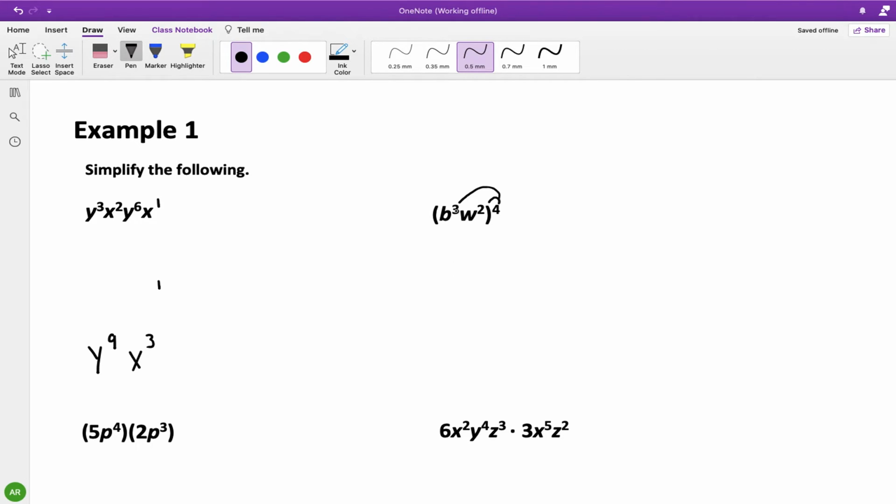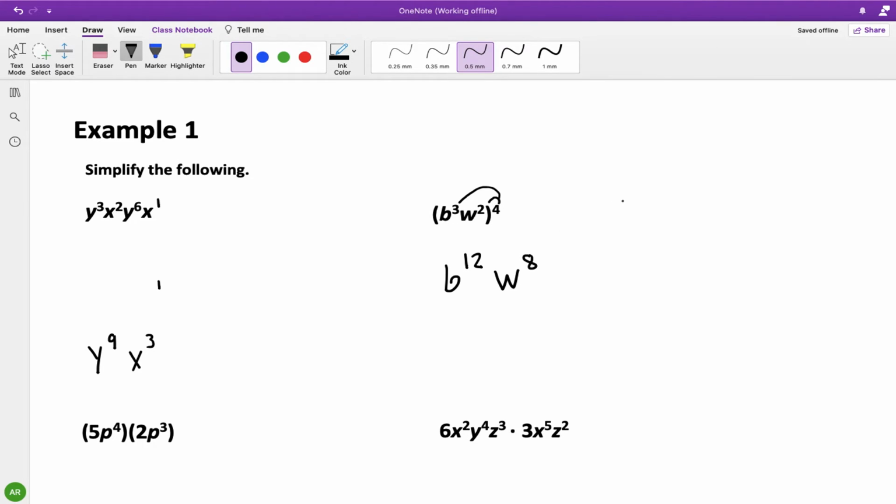So 3 times 4 is 12. So we have b to the 12th. 2 times 4 is 8. So if you're wondering, like, Mr. Robinson, how does that work? Just a quick reminder, this 4 indicates that this is repeating 4 times.